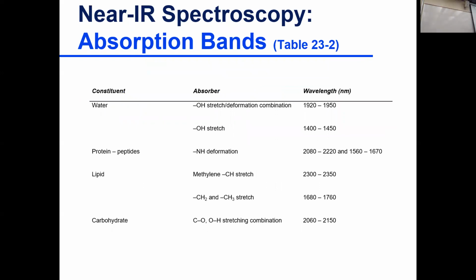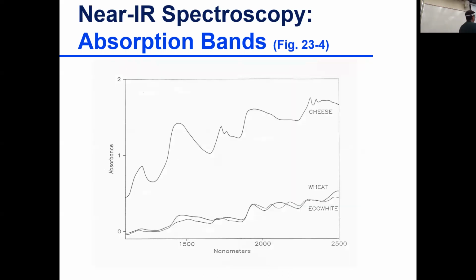In water, you have the OH stretch that can be monitored at 2 different wavelengths. The peptides can be monitored also at 2 different ranges. Lipids can be monitored at also 2 different ranges, and carbohydrates as well. But you can see that if you have a sample high in water, there is overlap between the water and fat and between water and protein. So we don't see clear differentiation, whereas in wheat and egg white moisture is low, you can see your proteins and fats better than when you have water.